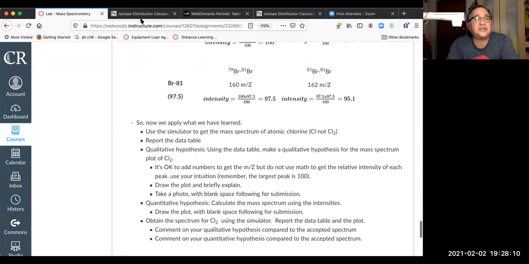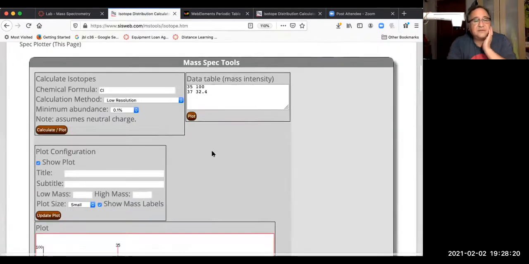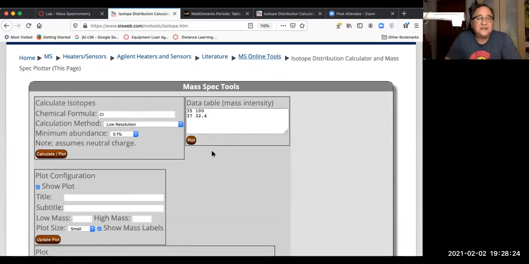So let's use this simulator to get chlorine. So you want to write this data down. You don't need the plot, you want the data. So one chlorine isotope has a mass of 35. Its intensity is 100. The other one has a mass of 37 and its intensity is 32.4.